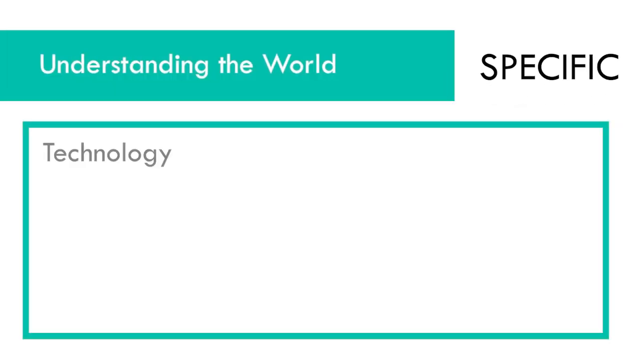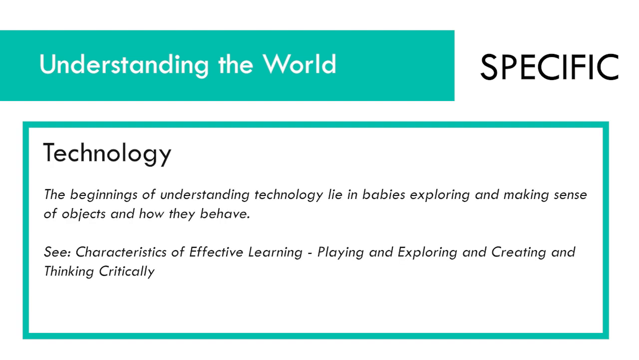Understanding the world. Technology. So again, we don't have any descriptors for this. Instead, we focus on the characteristics of effective learning. So if you'd like to know more about that, I will link a video all about those in the description box below. For technology, we are focusing mainly on playing and exploring and creating and thinking critically.